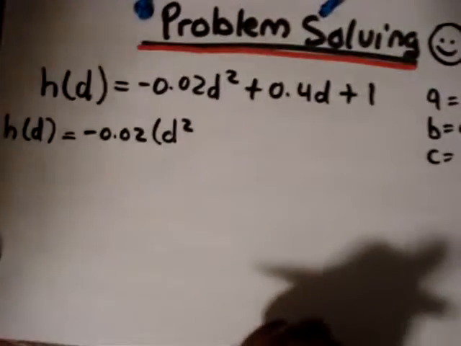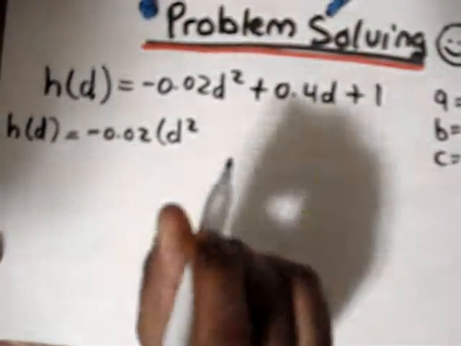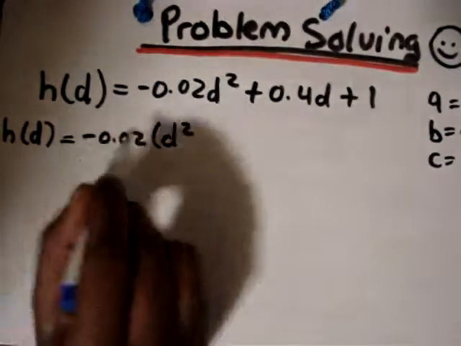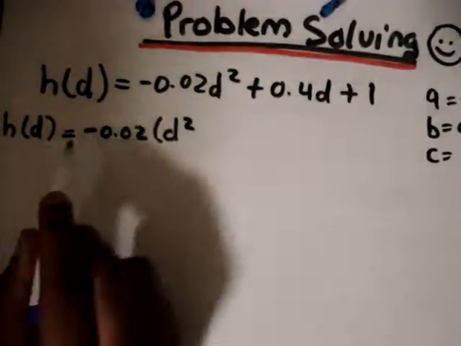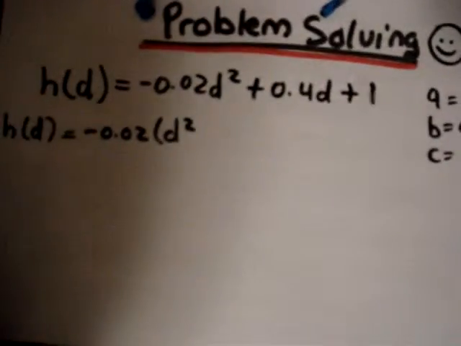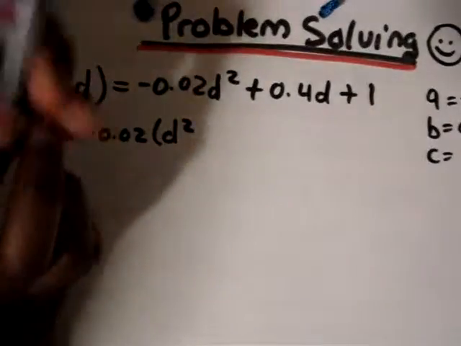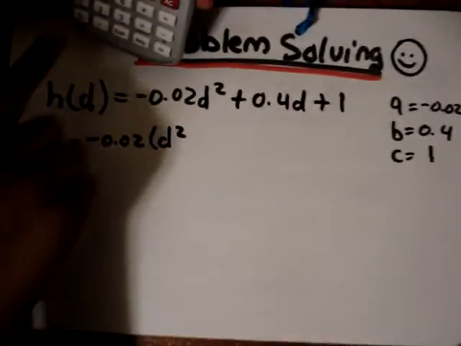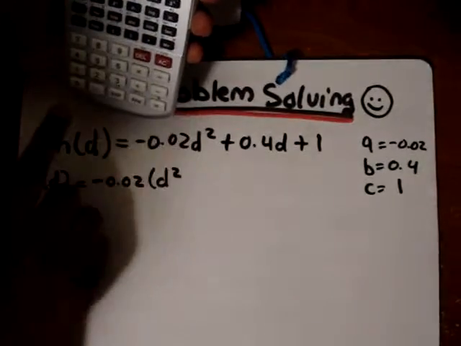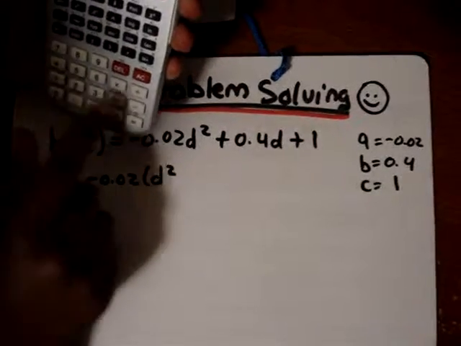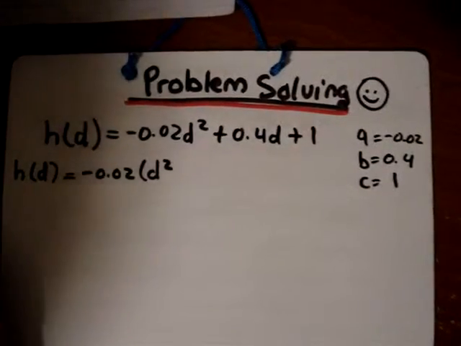It doesn't really matter. You can use whatever letter you want. And once again, we have to take into account that your a value is not 1. So what you do is 0.4 divided by -0.02 in order to get your new b value. So we're just going to plug that in our calculator. So 0.4 divided by -0.02, and we get 20.